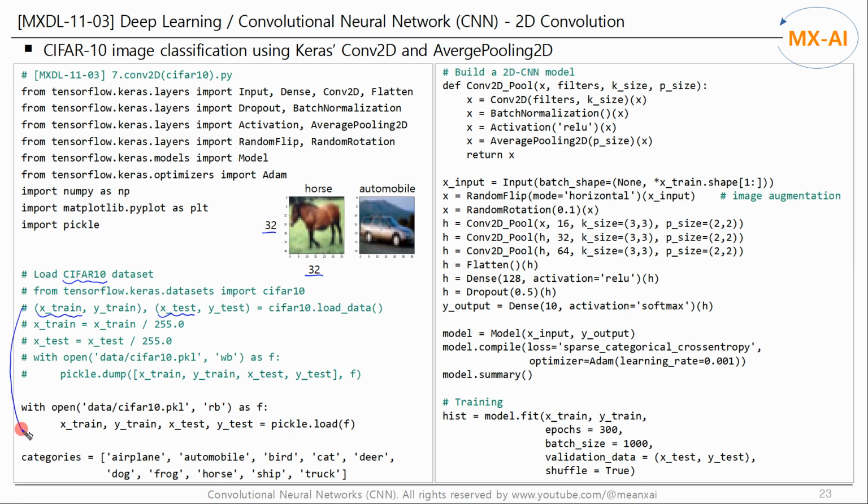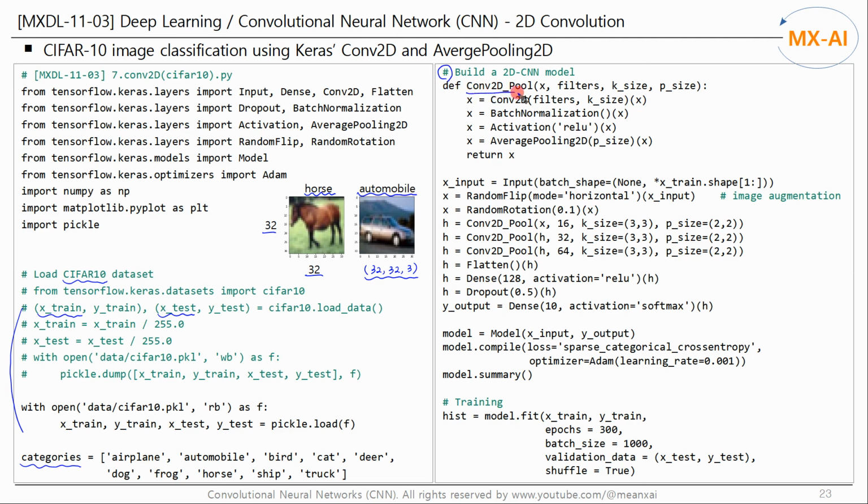Load the CIFAR10 dataset. The 10 categories are as follows. These are sample images. Each sample is a 32 by 32 by 3 RGB image. The first sample image is a horse, and the second sample is an automobile. Now let's build a 2D CNN model.